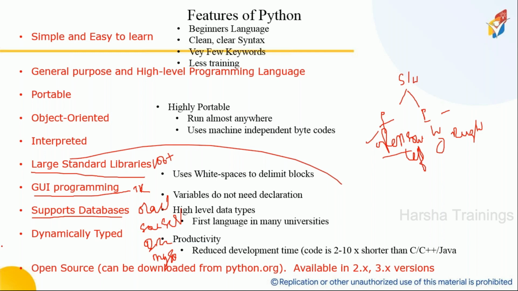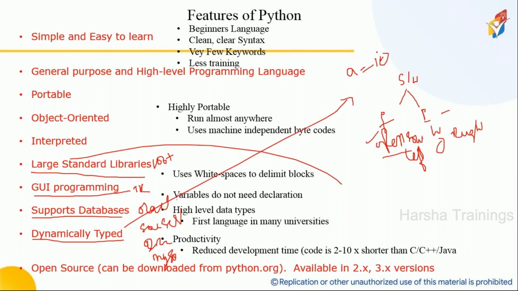Now, a very important thing is that it is a dynamically typed language. What is the meaning of dynamically typed? Dynamically typed means, for example, let us look at a = 10.